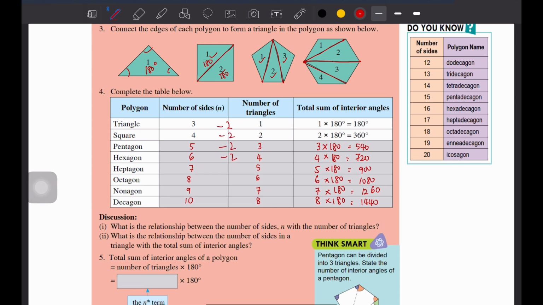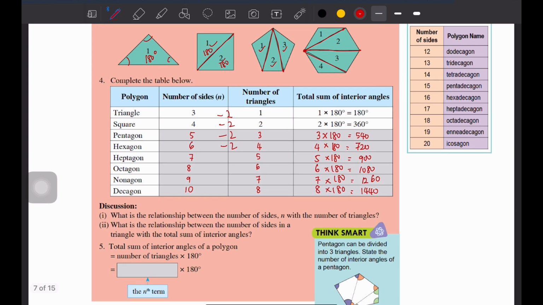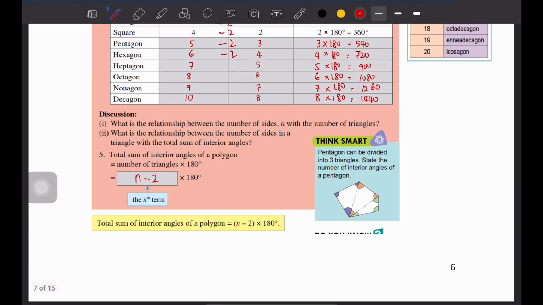Okay, so over here we can conclude that the number of triangles is n minus 2. Each time you have n sides, in order to know how many triangles inside, you just subtract 2, n minus 2. Okay, and then this is the number of triangles inside. To know the interior angles, just times 180, because each triangle has 180 degrees.